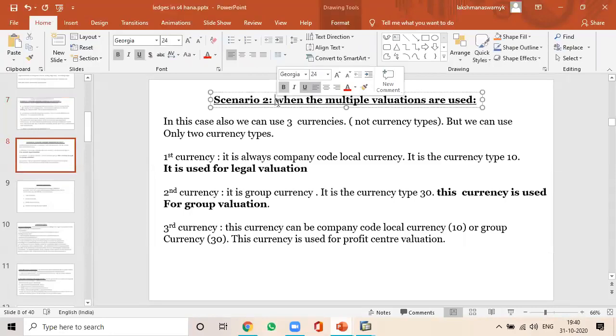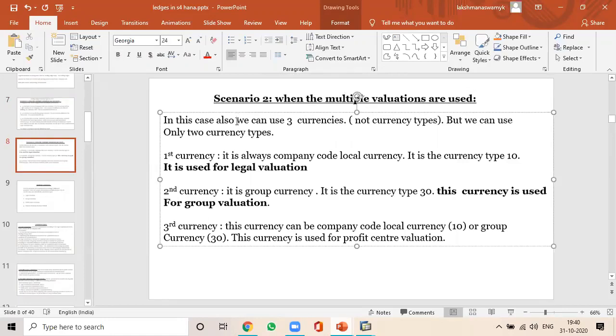Then scenario 2, when the multiple valuations are used. Here, in this case also, we can use three currencies, not currency types. Please remember, currencies are different from currency types, but we can use only two currency types. First currency, always legal valuation, right? It is always company code local currency. It is the currency type 10. It is used for legal valuation.